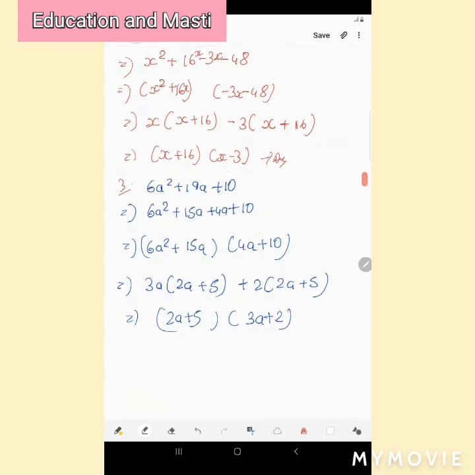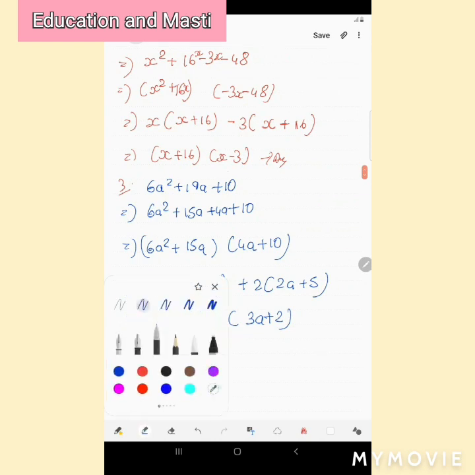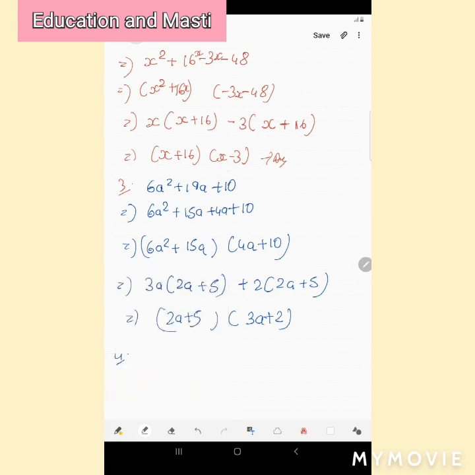Now let's move on to the next question. I hope you are understanding what I am teaching. The next question will be 3x square minus 10x plus 8.